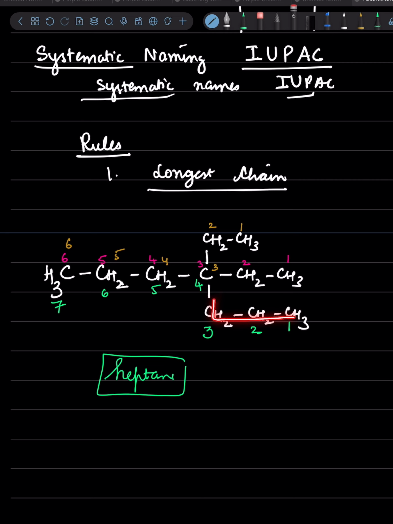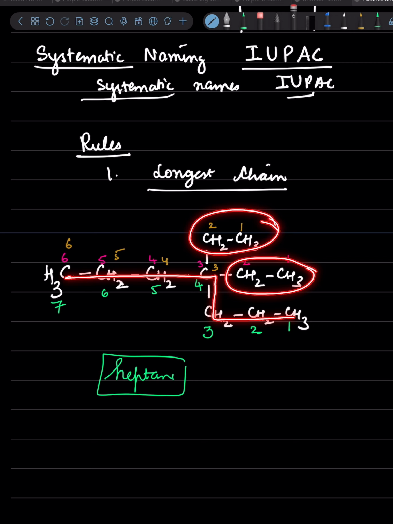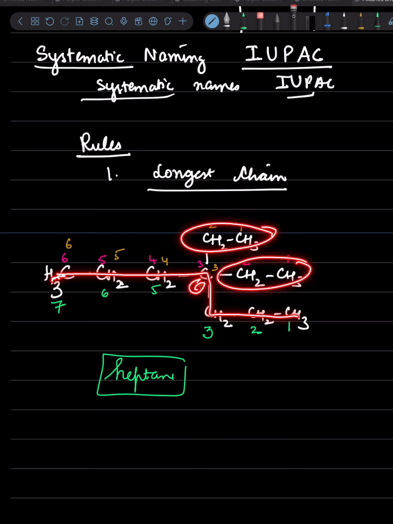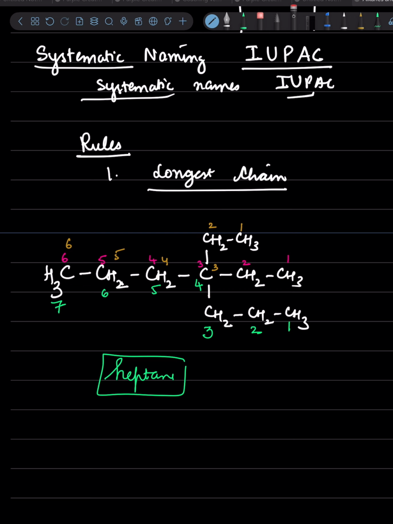So this is the chain, and everything else is a substituent. At what place are those substituents? They are connected at the 4th carbon. These substituents are not part of the chain, because the chain is the one I have numbered in green. So the substituents are connected at the 4th carbon.